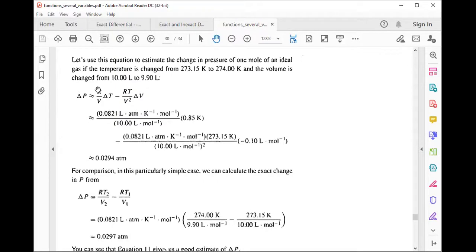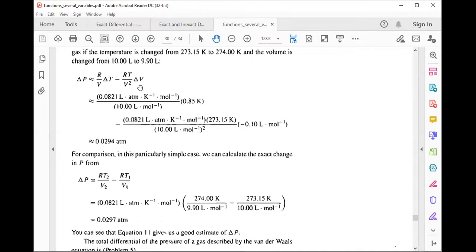We can substitute the values of R, V, RT, V square, and delta T. Delta T is 274 Kelvin minus 273.15 Kelvin, which is 0.85 Kelvin. And what is delta V? Delta V is the change in volume, which is 10 liters minus 9.90 liters, which is minus 0.10 liter per mole, because per mole means this is the volume of 1 mole of an ideal gas. So you substitute the values of R, V, RT, V square, delta T, delta V, and ultimately you will get the value 0.0294 atmosphere.